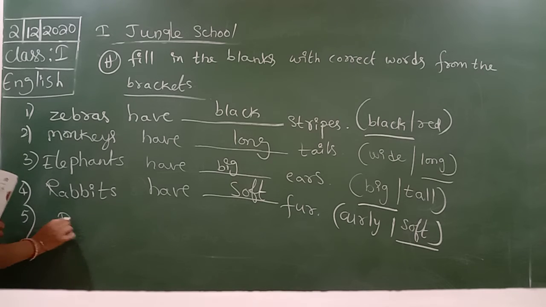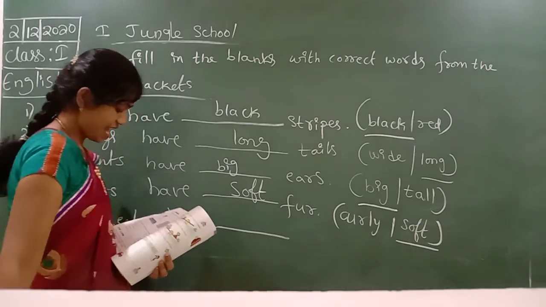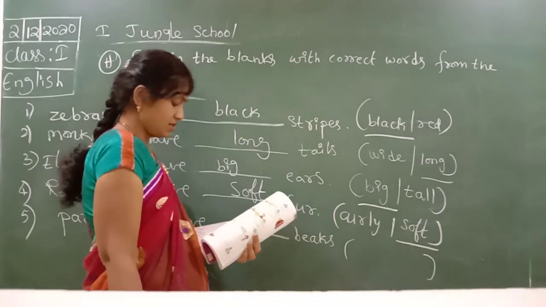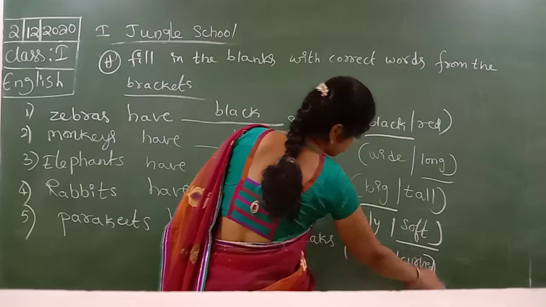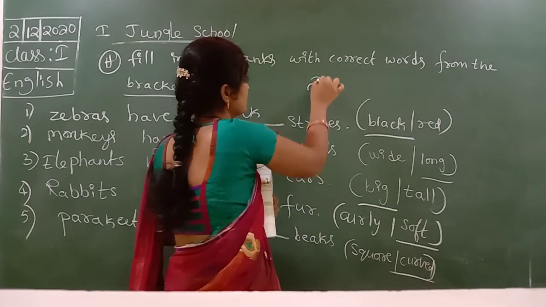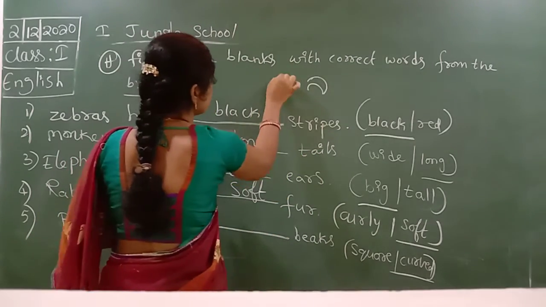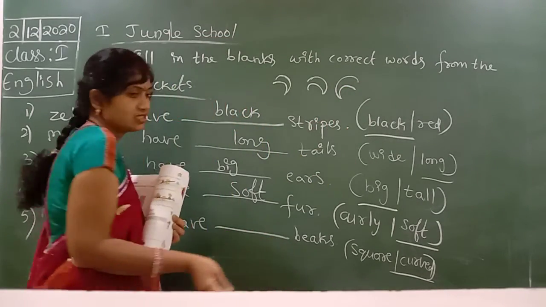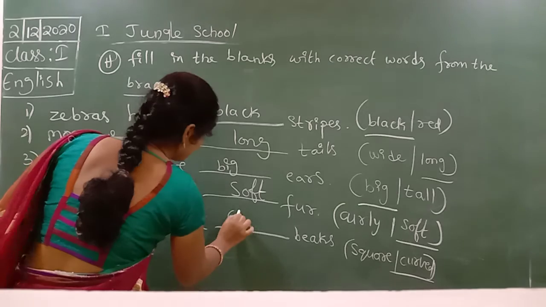Parrots have dash beaks, square, curved. Curved only, like this only, no? Someone said chilakamukku, no, like the curved beak, okay? Like that only. Like that. Curved beak. Okay? Here you have to write curved.